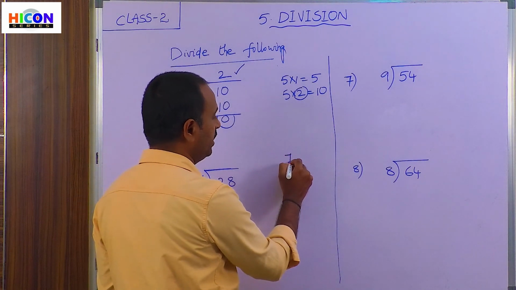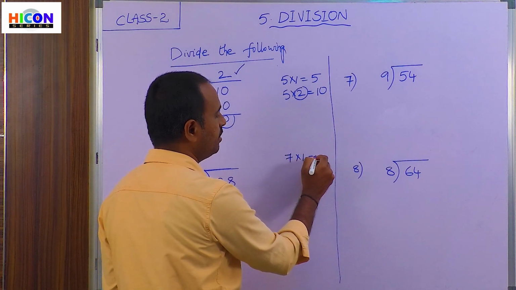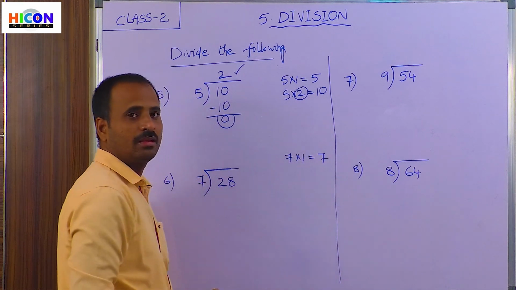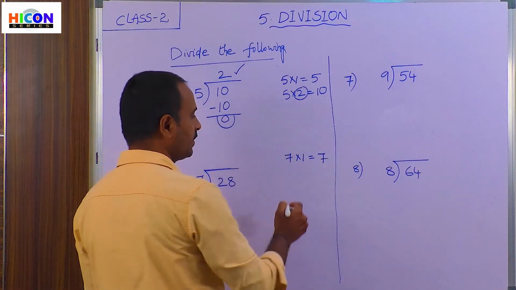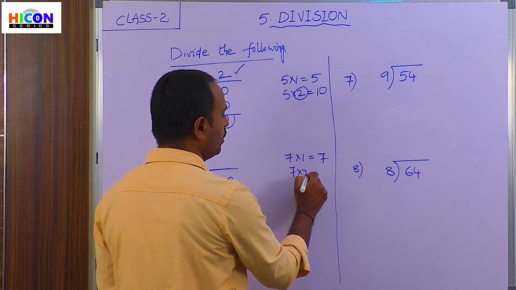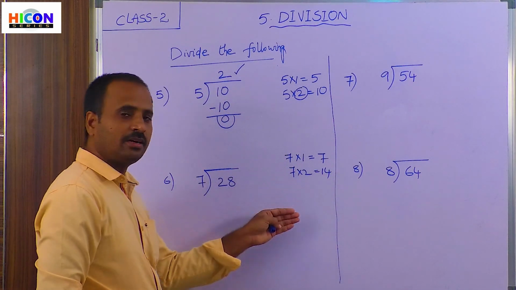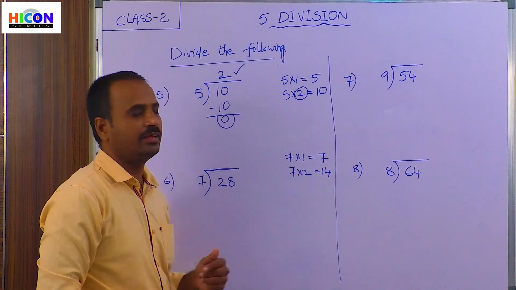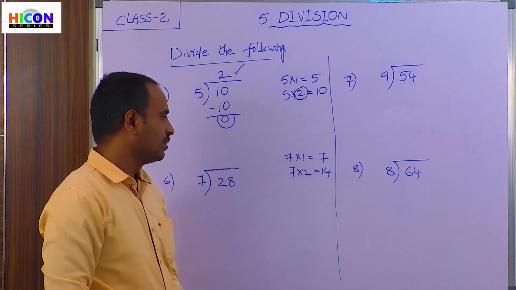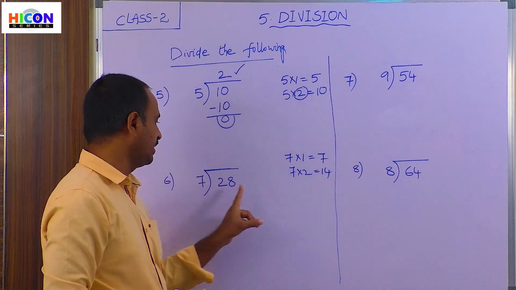That is, if you take 1 time, that is 7 ones are 7. Now take 2 times 7. That is 7 twos are 14. So write this until you get the number 28 in the 7th table. So now we have got the number 14, but here is 28.